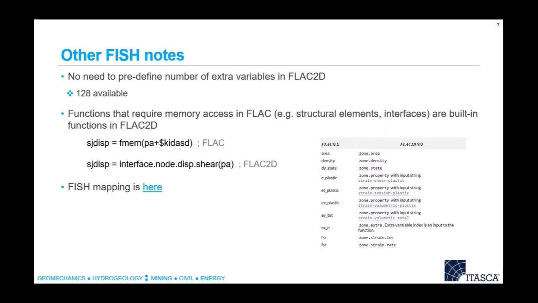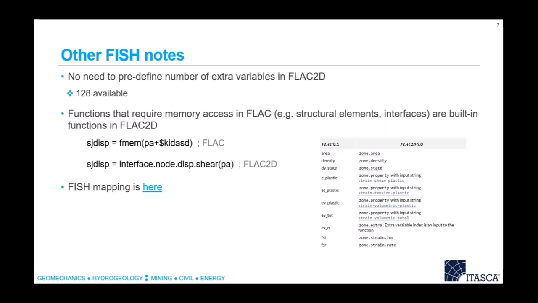Okay, just a couple other things about FISH. In the old FLAC, if you've ever used it, you had to predefine if you wanted to use extra variables. I don't know if you talked about extra variables yesterday. Did you guys talk about that in the FISH course? So you have these extra variables you can assign to zones or grid points or whatever. In the old FLAC, you had to tell it in advance how many extra variables you wanted for the zones, because of the way that the memory assignment works. And you could only go up to 10. I think 10 was the maximum. Now you don't have to predefine it. You can just start using them, and you can have up to 128. So just super handy.